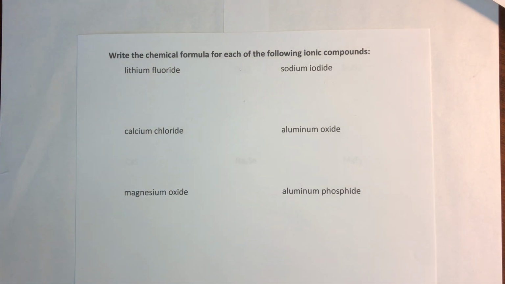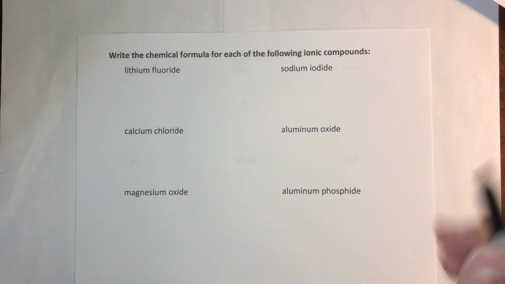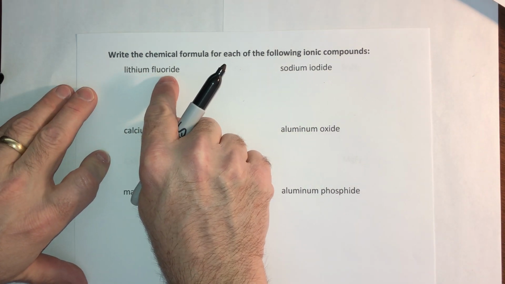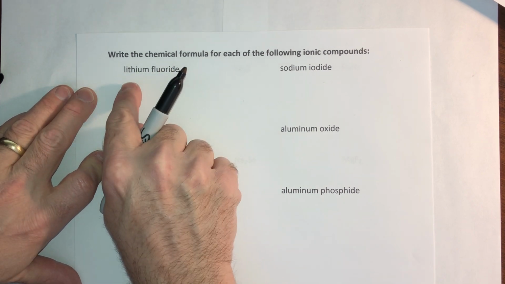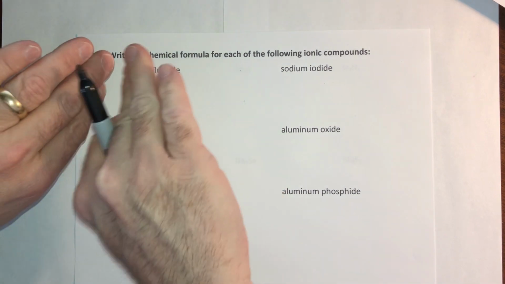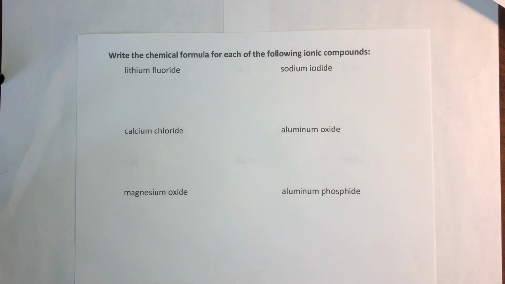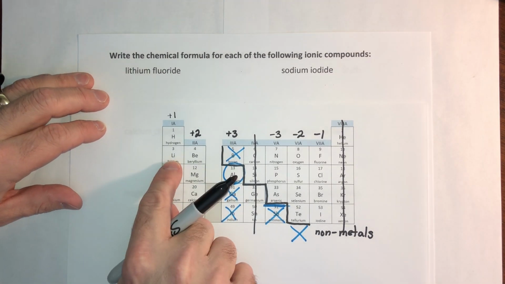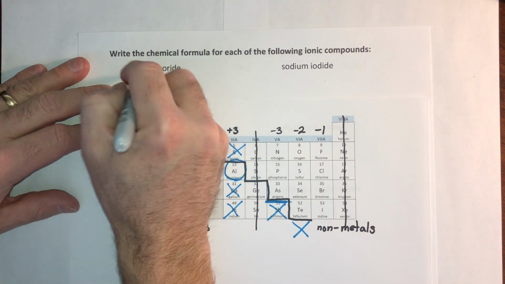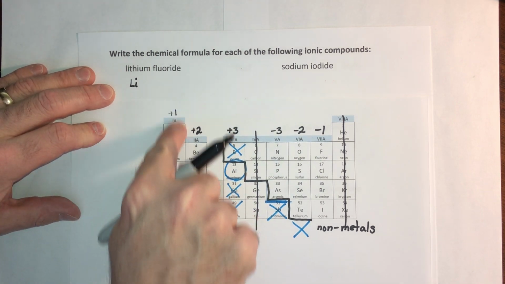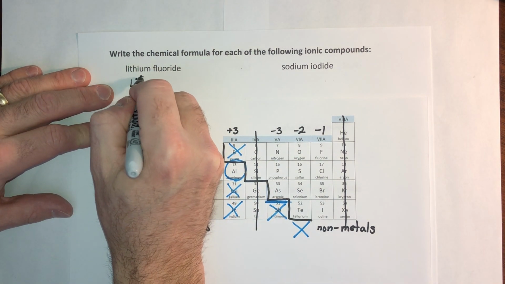So in this list here, I would like to write the chemical formula for each of the following. Now, the way this is going to work, I've named the metal, I've named the non-metal, and they're both ions. The best thing to do is actually write the symbol for a lithium ion and write the symbol for a fluoride ion separately, and then we'll decide how we put them together. So if we pull out our periodic table, the symbol for lithium is Li. Lithium is in group number 1, so it has a +1 charge.